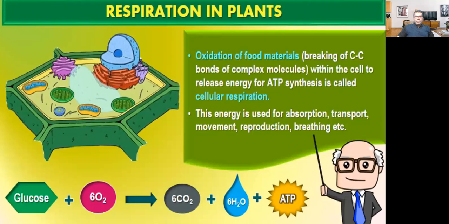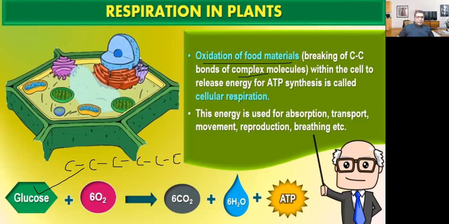Now, what is respiration? It is oxidation of food material. Food material means breaking of the carbon to carbon bonds of a complex molecule. See, this is glucose. It is a complex molecule. There are 6 carbons joined together, and there is a bond between these carbons. When this bond is broken because of oxidation, that is called respiration.